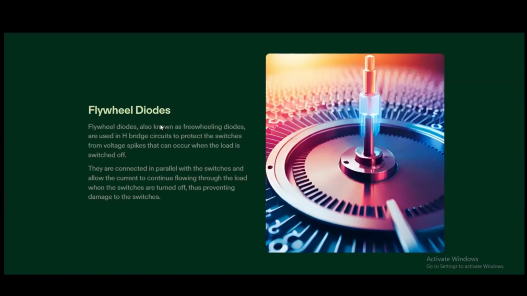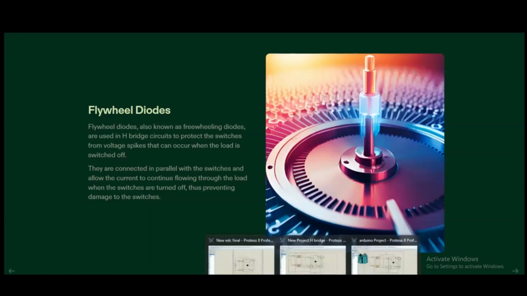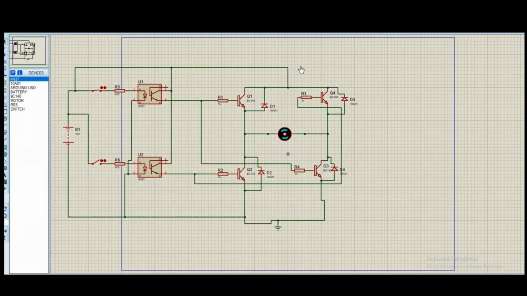reverse direction, they allow the current to flow through them instead of the device or any of the switch or any electrical component connected in parallel which we want to save. In this given circuit, you can see that the diodes are connected in parallel to all of these transistors just to avoid the voltage spikes or the back EMF generated when this motor gets turned off. When this motor turns off, the current will come back in this direction, which may damage our electrical components.